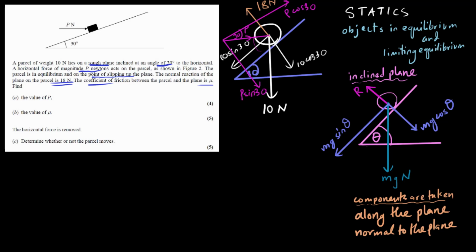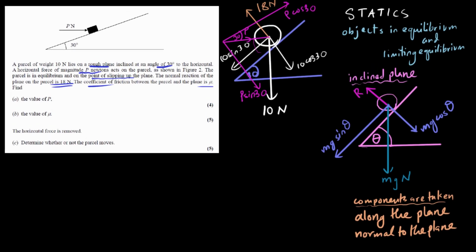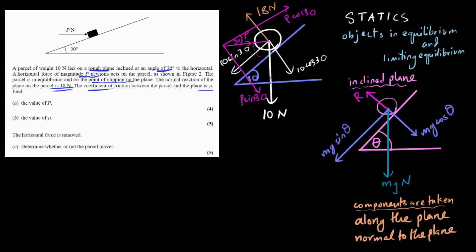Now as we know, if this is going to be along the plane, then it is going to move up, slipping up. It is about to move up. That means whatever friction is going to work, it is going to go in the opposite direction to motion. Mu is unknown, R is 18, so 18 into mu. That is going to be the maximum friction.